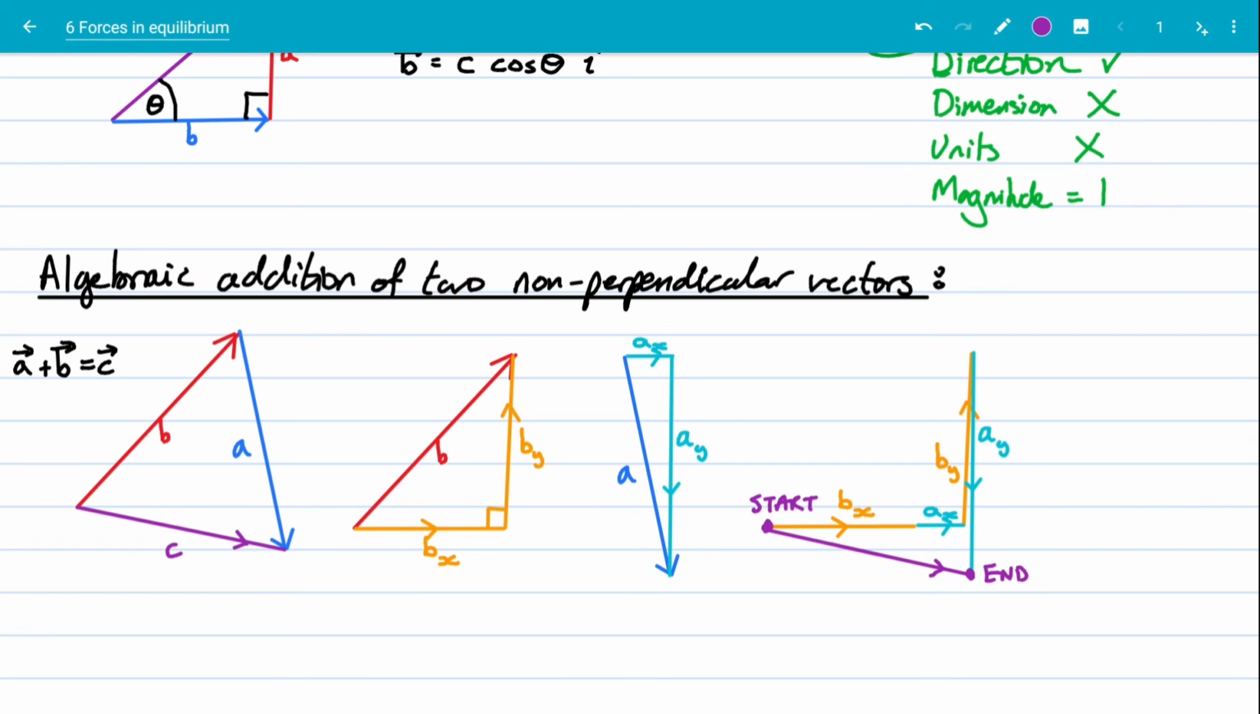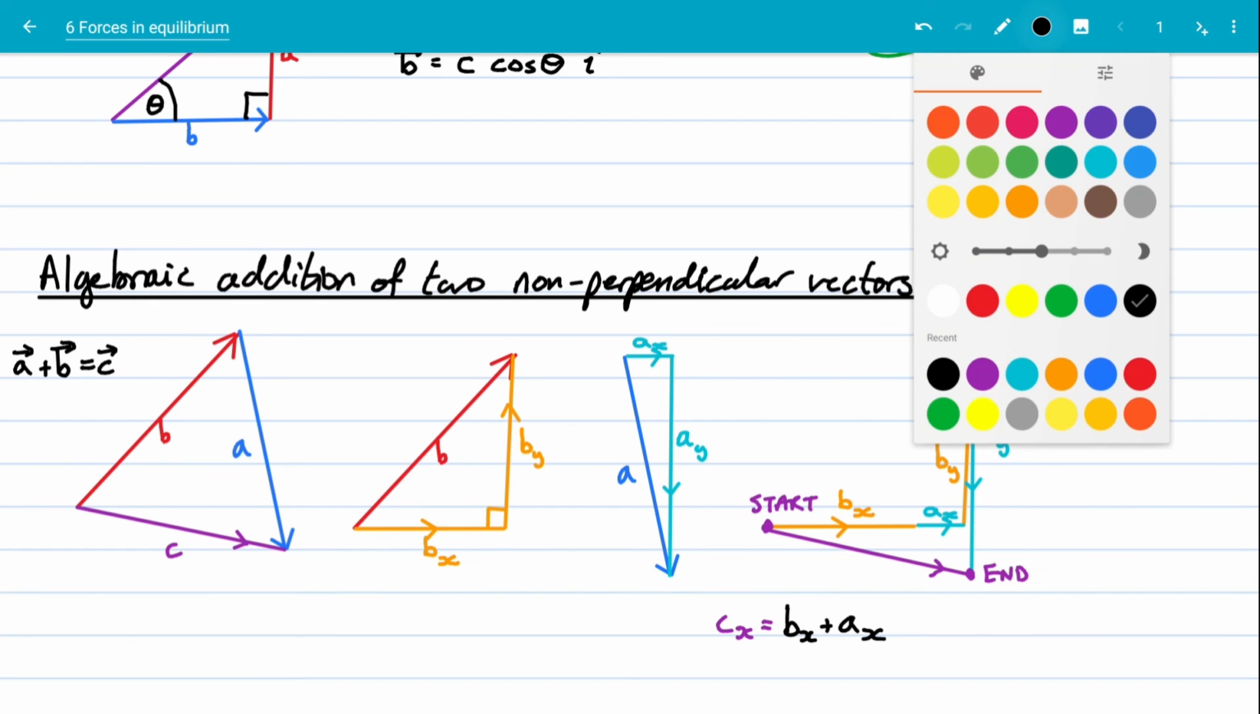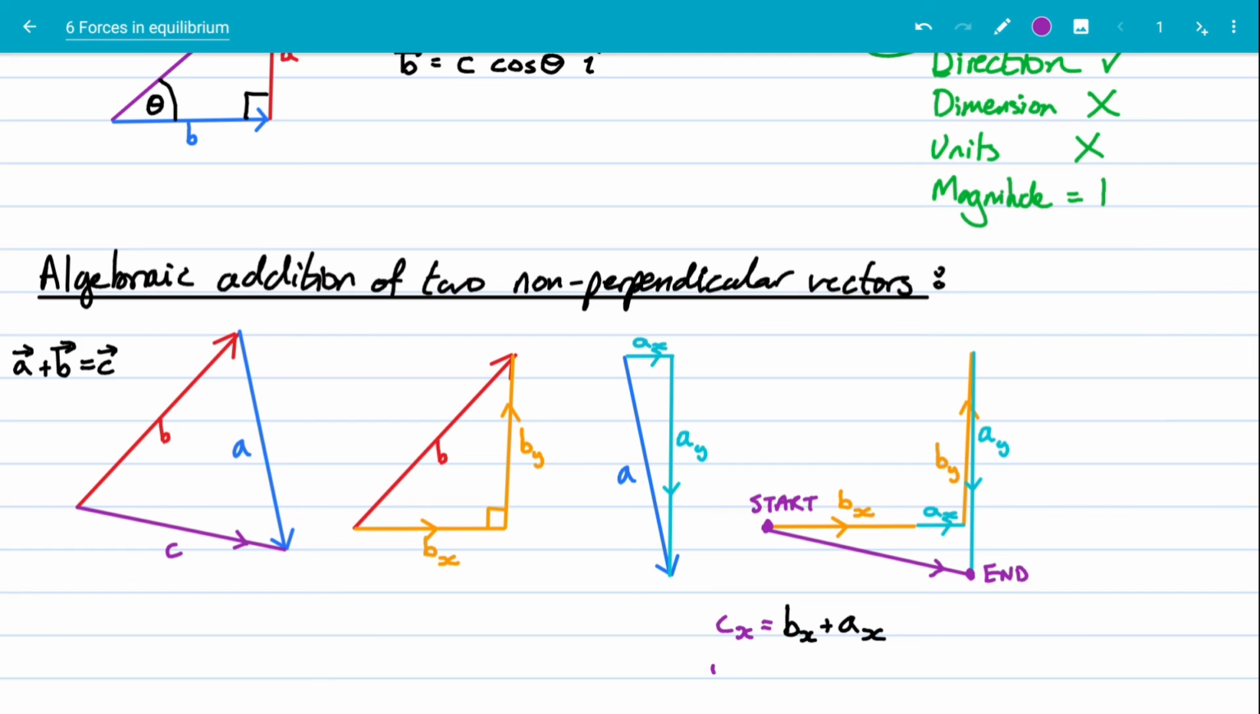Well, the horizontal component is easy. C in the X direction is just going to be, let's just make it black, B in the X direction plus A in the X direction. You can see that. Look at the triangle. What about the Y direction? Well, slightly different now. C in the Y direction, the Y component of C, is going to be AY minus BY in magnitude. AY minus BY. They're in opposite directions.